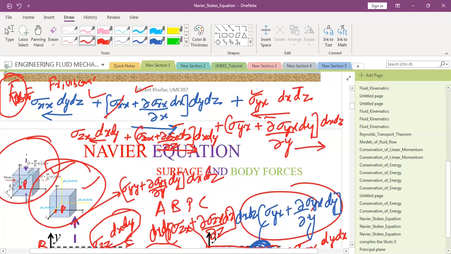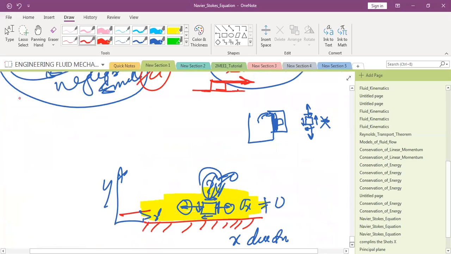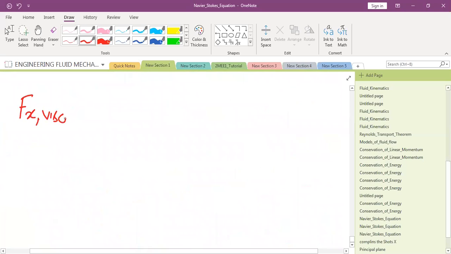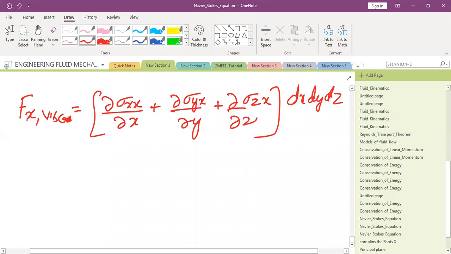So you know that these will get cancelled out and you will be only left with, I'm putting here now, viscous forces in x direction. They become equal to what? Curly sigma xx by curly x dx dy dz. So I could take this out also, plus curly sigma yx by curly y plus curly by curly z sigma zx. So this is the surface force in x direction due to viscous effects.